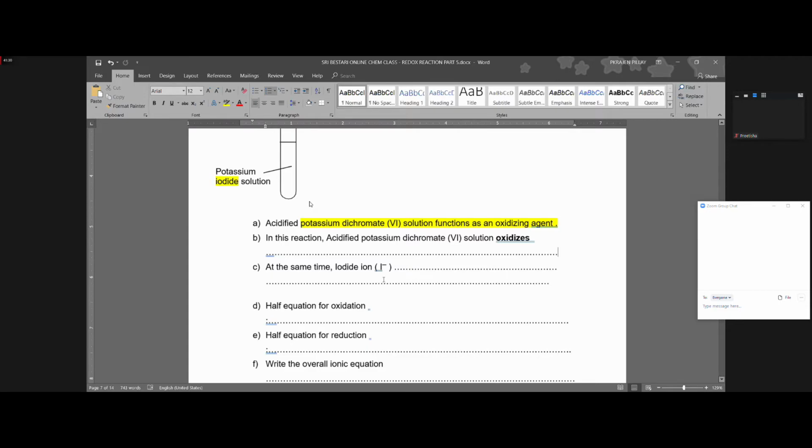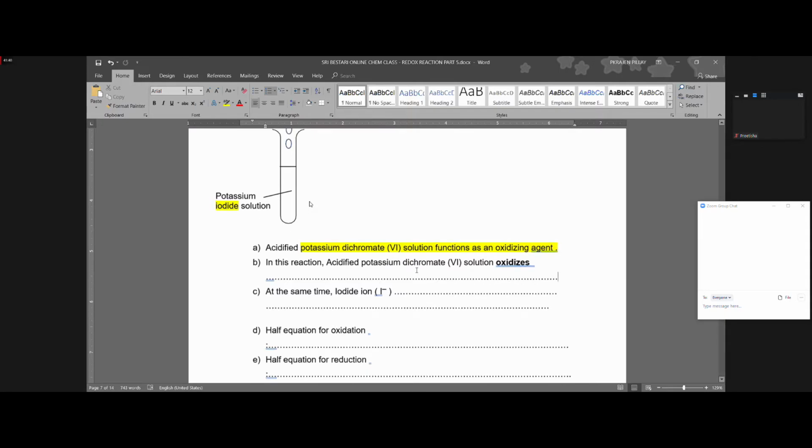Then this one. This is a reducing agent. So put down reduces. Reduces what? You can use the word: it reduces dichromate(VI) ions. Write this word here. Dichromate(VI) ions. Potassium doesn't play a role. It will reduce dichromate(VI) ions to become Cr3+.